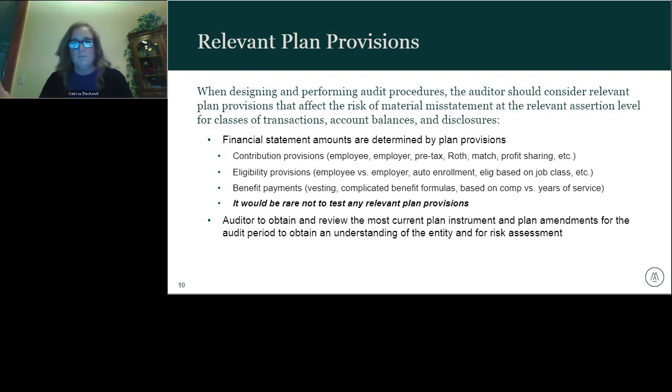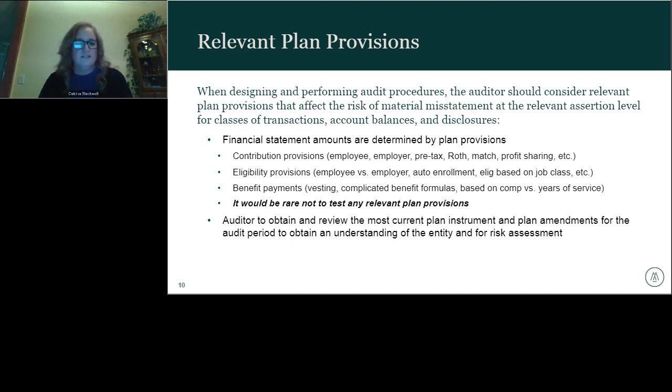We may take a look at the whole population and see, is there anyone that sticks out that's over that 10%? So it's a little bit of a shift from going through the financial statements and testing those financial statement numbers to looking through the plan document and assessing where there's risk for error or misstatement.